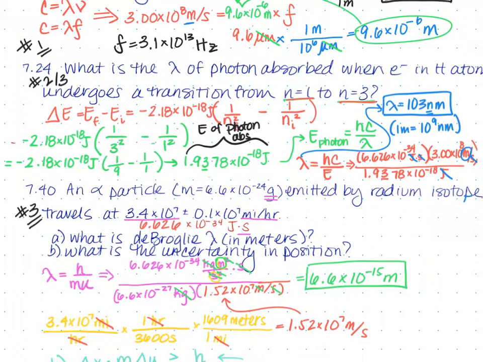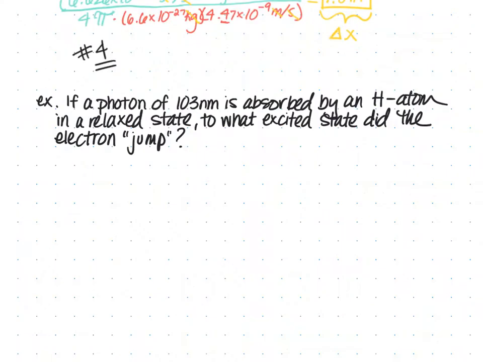Okay, so I'm going to take this problem and write it down at the bottom. So the question could be something like this. If a photon of 103 nanometers is absorbed by an H atom, or a hydrogen atom, in a relaxed state, to what excited state did the electron jump? So there's several pieces of information given in this problem. One is the wavelength of light that was absorbed. The other is that the hydrogen atom is in a relaxed state. You should know that this means that the electron is at n equals 1.